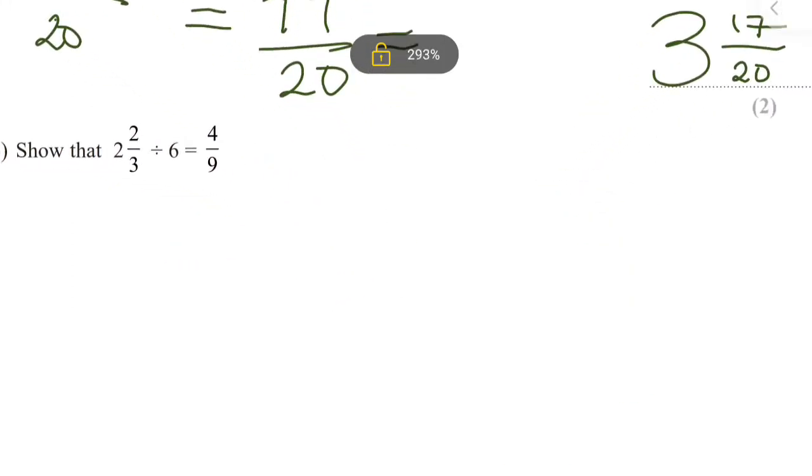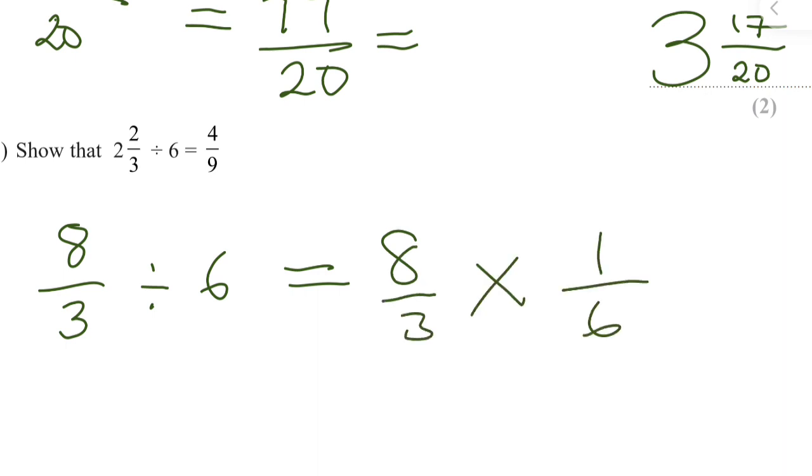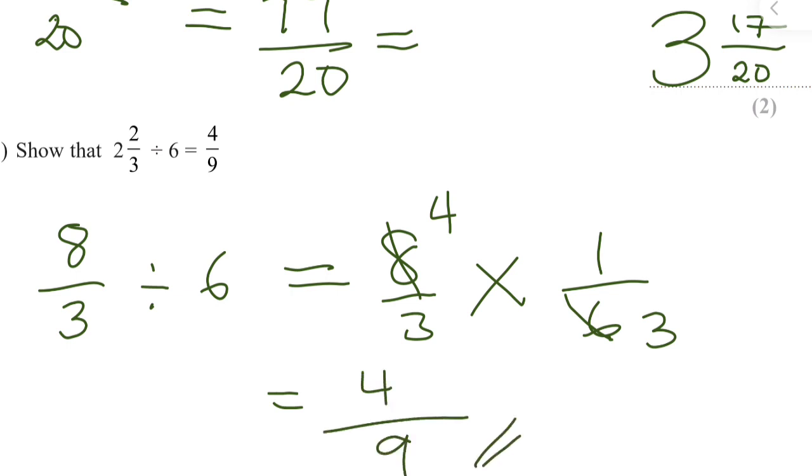So show that 2 and 2/3 divided by 6 is 4 over 9. So first we convert it to an improper fraction. So 3 times 2 is 6, plus 2, that is 8 divided by 3, then divided by 6. So then we flip this upside down. So that will be 8 over 3 times 1 over 6. So 2 here is going to give me 3. 2 here is going to give me 4. So 4 times 1, that is 4, and 3 times 3 is 9, as expected.